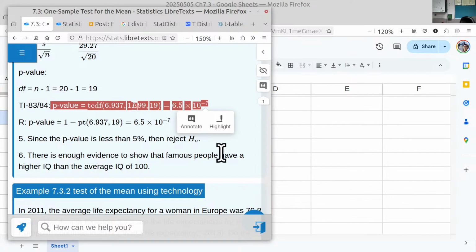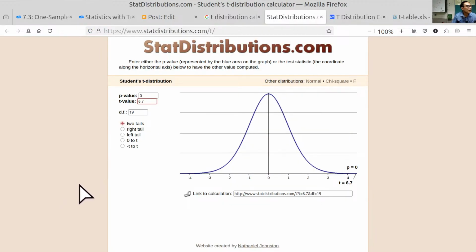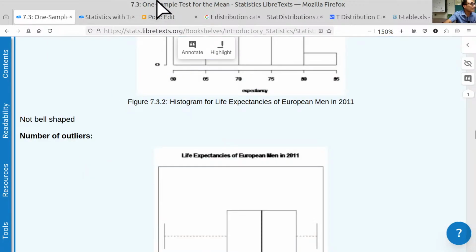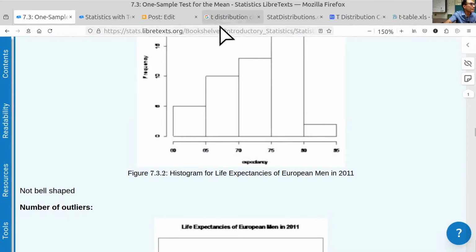But now, my question: how do we get the p-value? First of all, it's easy to get the degree of freedom. You just take the whole number n, that is 20, minus 1, that is 19. And how do we get the p-value? There are several ways. I will introduce a tool for you, for example distributions.com, with the t-value 6.937.